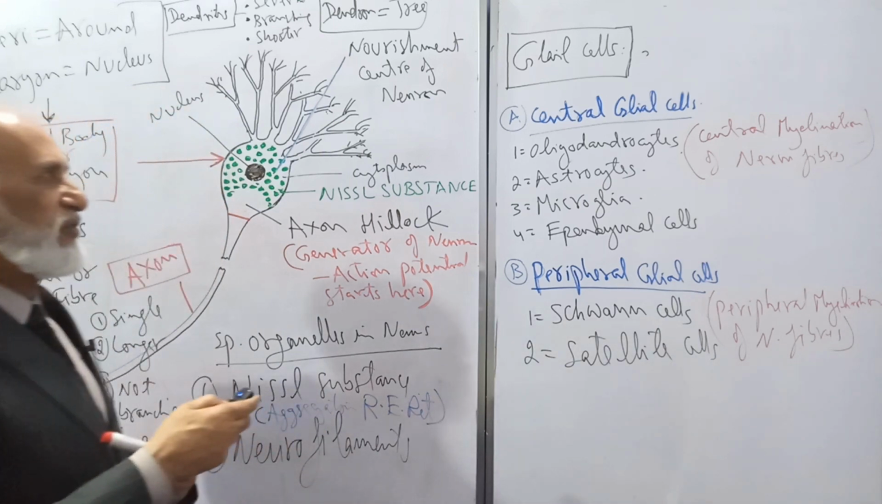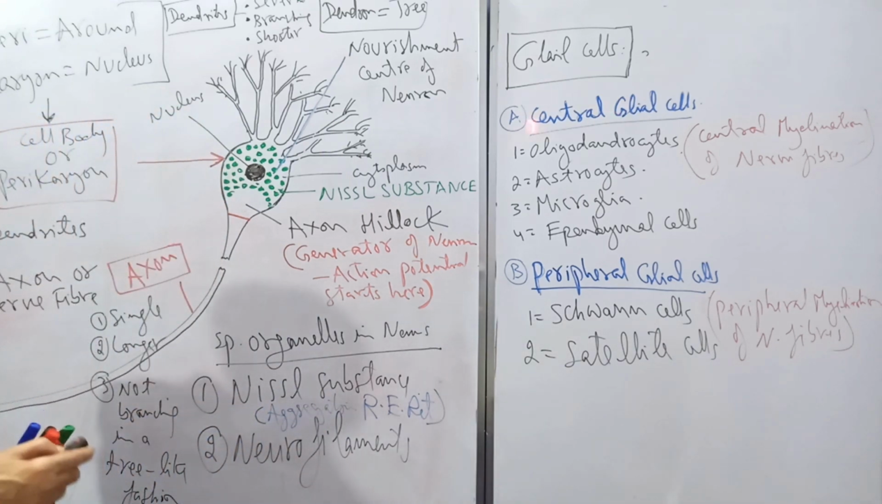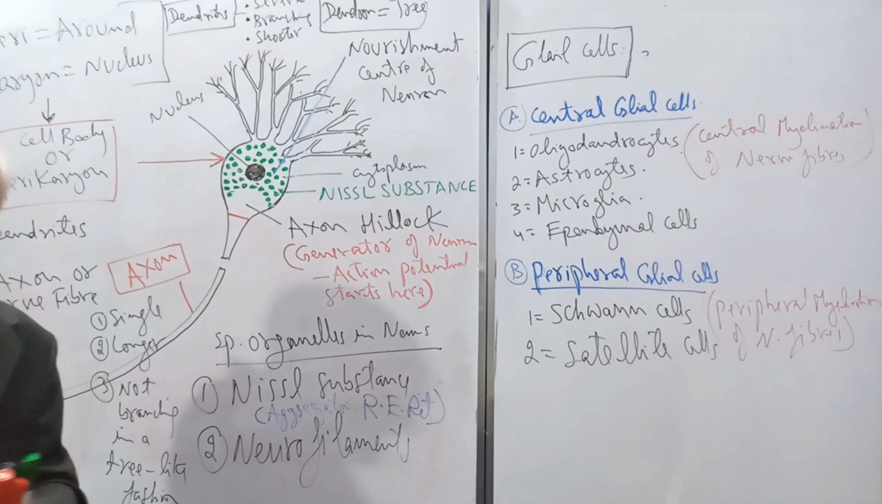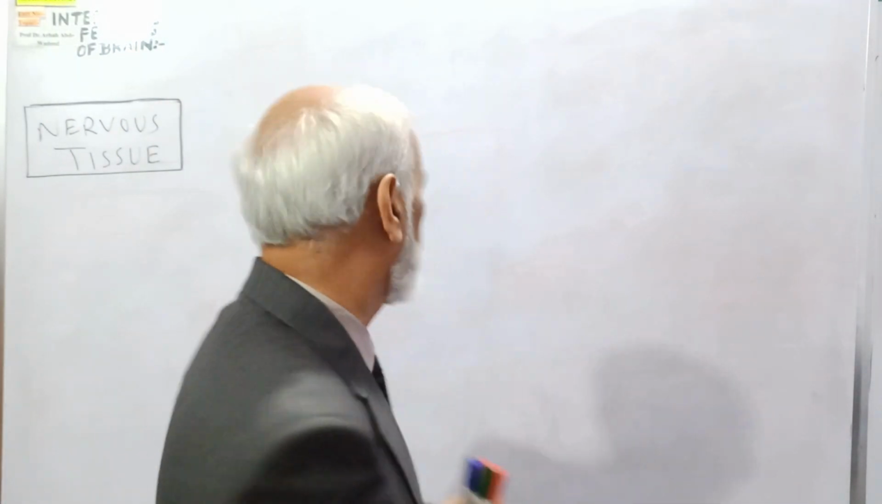These are the special type of supporting cells, collectively known as the glial cells, which we divide according to their location. In the central nervous system, these are grouped as central glial cells, and in the peripheral nervous system, these are grouped as peripheral glial cells. You will study these cells in detail in histology. Now, we will discuss the types of neurons.